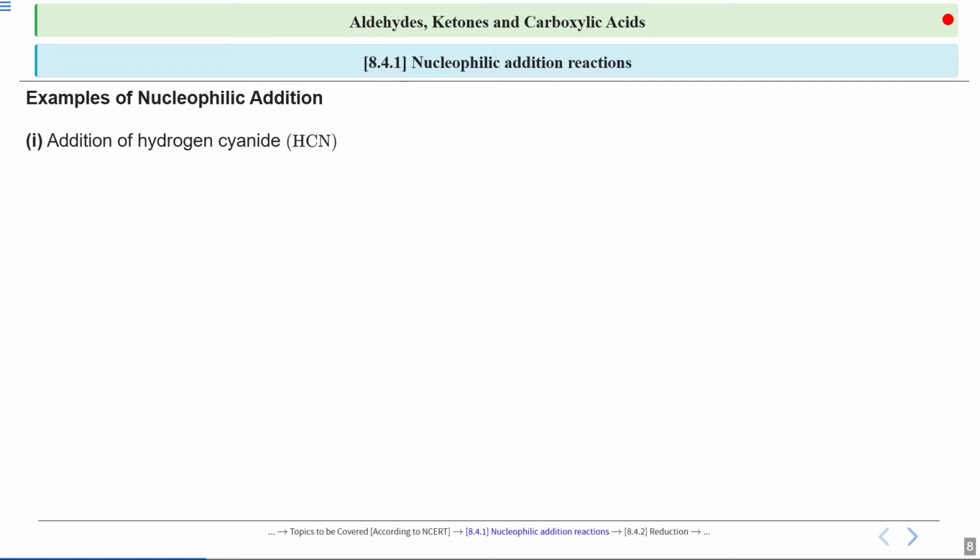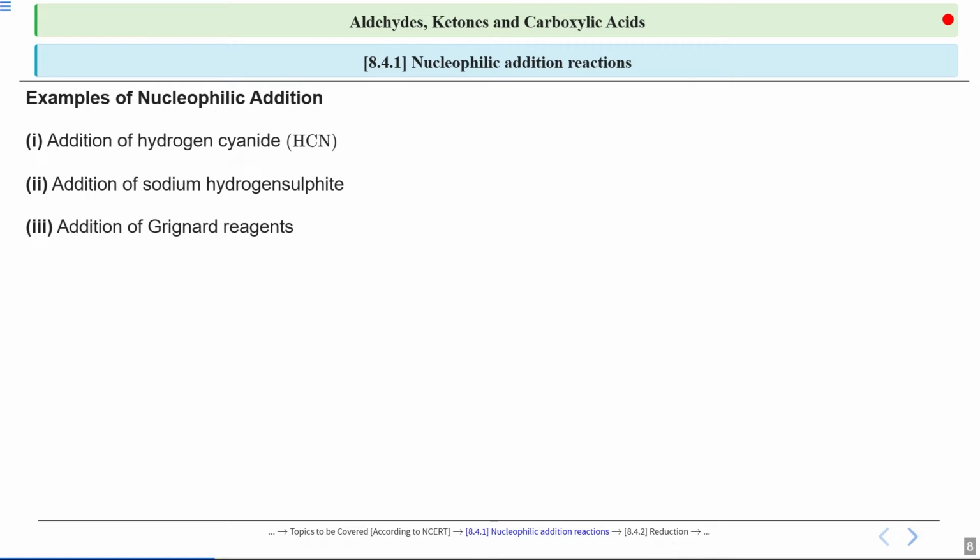This reaction involves a nucleophile, and that nucleophile is a cyanide ion which attacks the carbonyl carbon of aldehydes and ketones. And it forms a compound which is known as cyanohydrins. Okay, we will discuss this in more detail. Next is the addition of sodium hydrogen sulfide. So the sodium hydrogen sulfide adds to the carbonyl group, forming a bisulfite adduct.